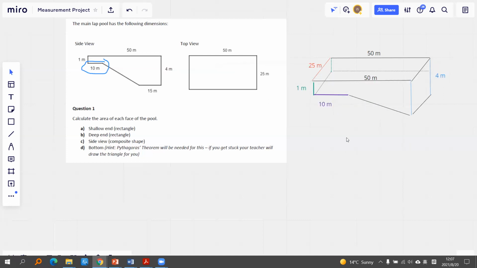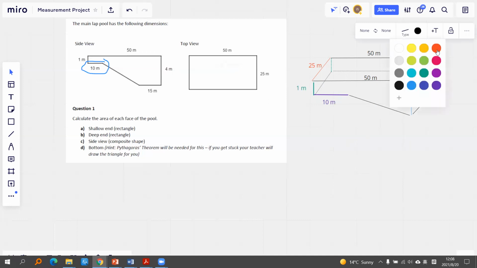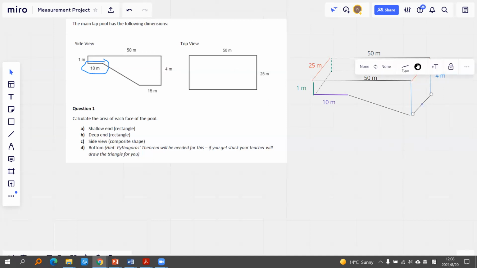Okay, so now I put this closer. And do I have something more? So 25 meter. This side is also 25 meters. So I just change it to this color. So this is 25. This is also 25.